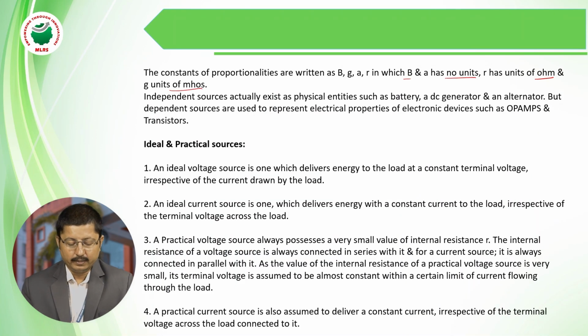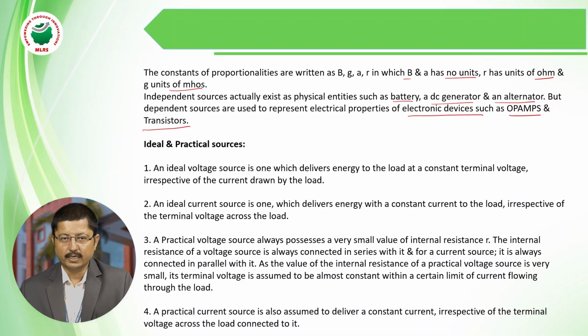Examples of independent sources are a battery, DC generator, or an alternator. But dependent sources are used to represent the electrical parameters in electronic devices such as op-amps and transistors. So dependent sources are mostly used in electronic device circuits, while independent sources are used in batteries, DC generators, and as well as AC generators. So that is about dependent and independent sources.